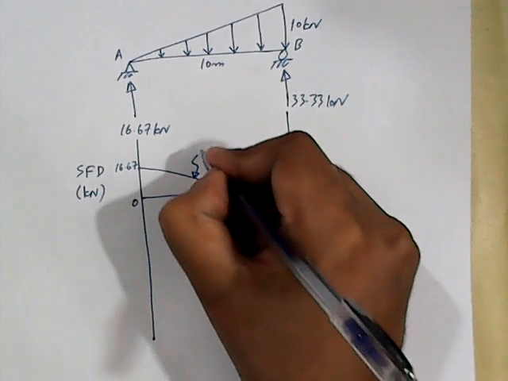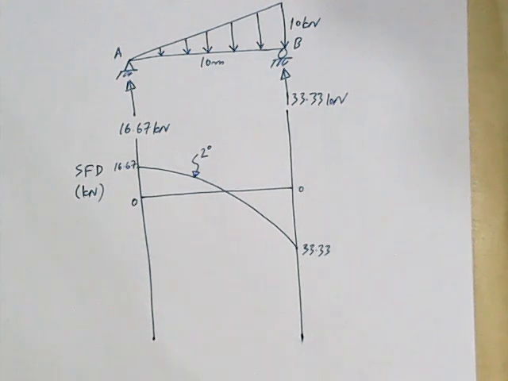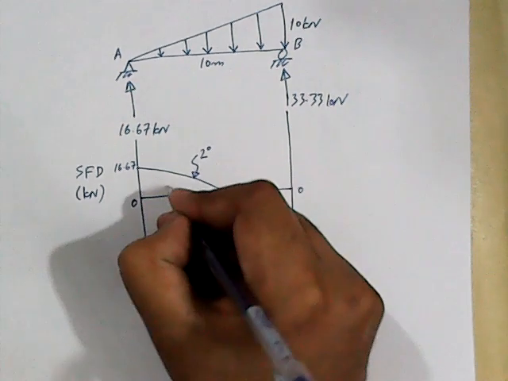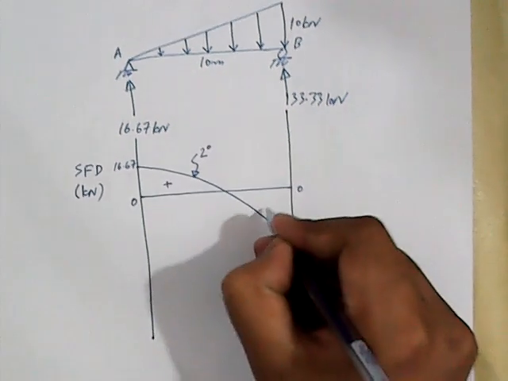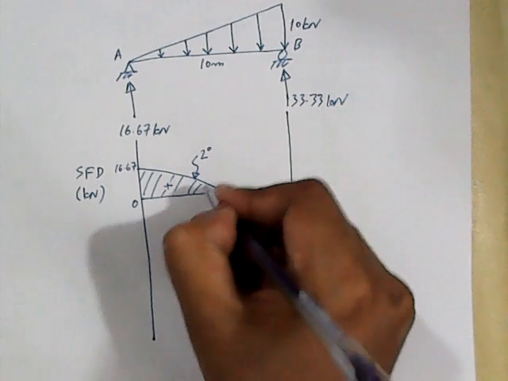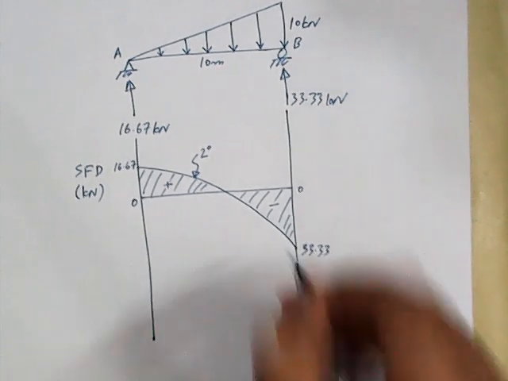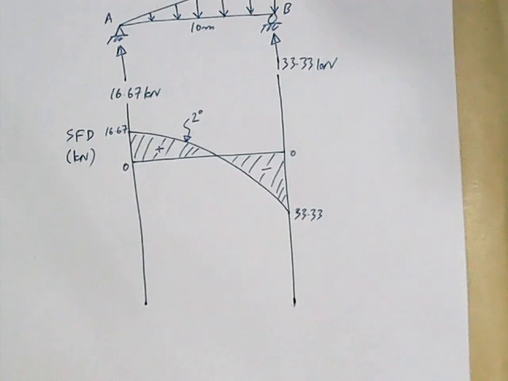And we will have to write down the degree. This is second degree, because when we have a curved line, just by looking at the line, we cannot judge the degree of the line. So whenever you draw a curved line in a shear force diagram or bending moment diagram, you will always write down the degree of the line. This part is positive and this part is negative, and we will hatch this. This completes the shear force diagram.